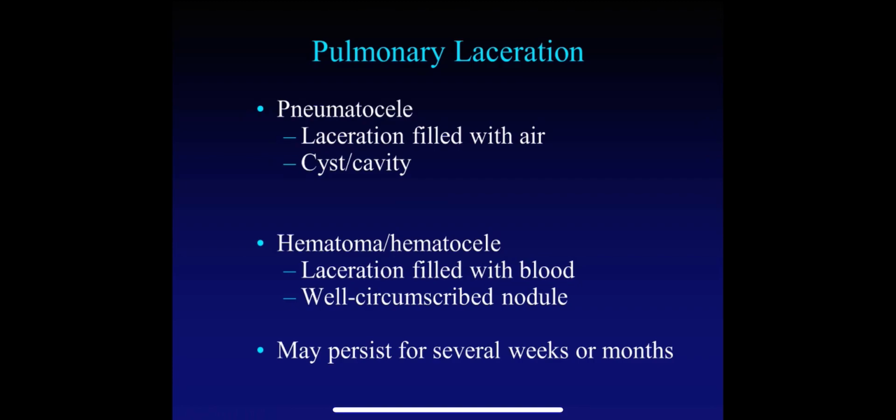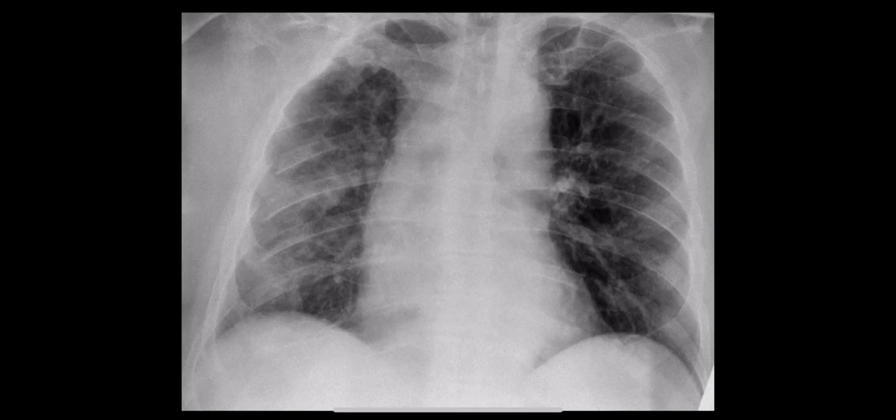A pneumatocele is defined as a laceration that's filled with air, and that typically presents as a cyst or cavity. A hematoma or a hematocele is a laceration that's filled with blood, and that typically appears as a well-circumscribed nodule. Keep in mind that hematoma can persist for several weeks or months, so it can be confused with a solitary pulmonary nodule. Few examples of lacerations.